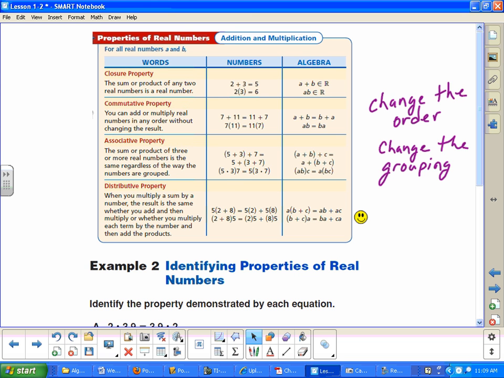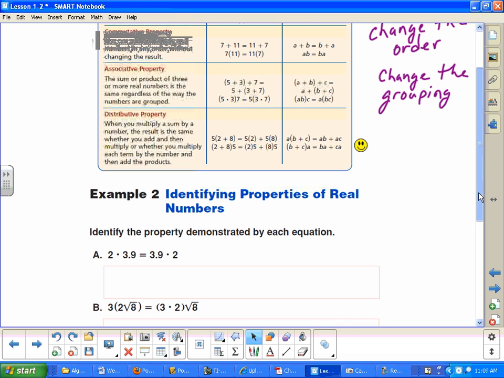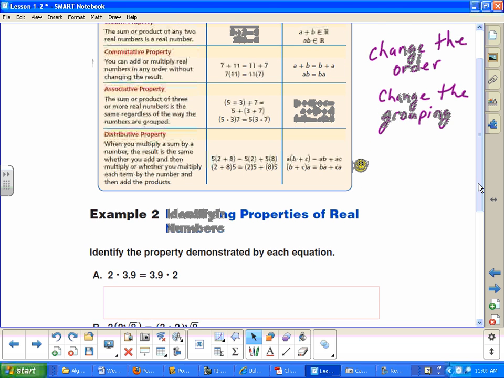How many of you remember all three of those properties? Hearing about them and using them. So we're going to identify them then. So these are all on page 15.